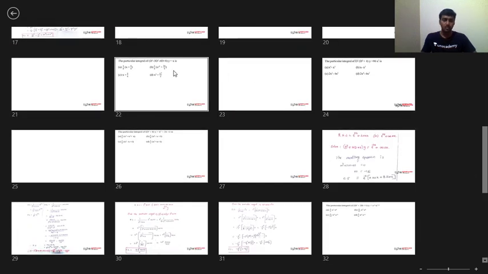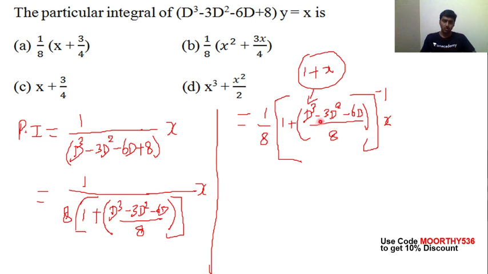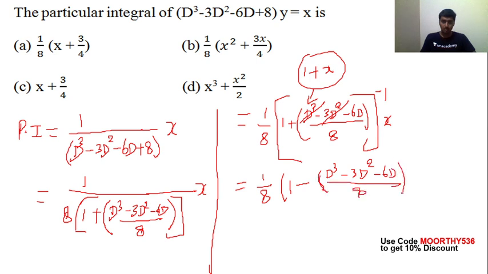Coming to the equation here, we have to eliminate the higher order terms. 1 minus x is more than sufficient here because the order 2, the square, is eliminated. So we are eliminating D cube minus 3D square. The remaining thing is 1 divided by 8 into 1 minus (D cube minus 3D square minus 6D divided by 8), and the remaining terms are eliminated. So what we are getting is 1 divided by 8 into 1 minus (minus 6D divided by 8) into x.